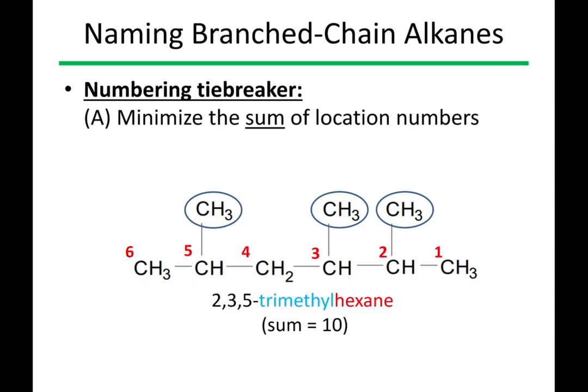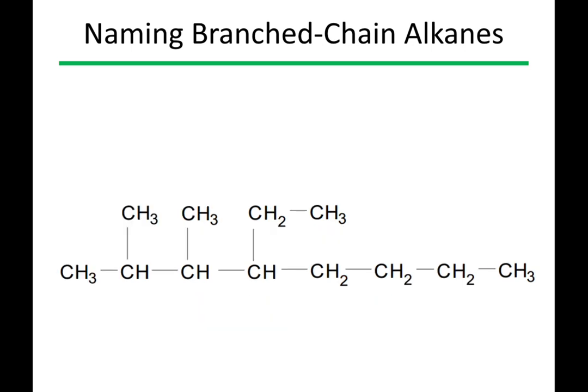So for naming this, we would do 2,3,5-trimethylhexane. The sum of the 2, 3, and 5, that's going to add up to 10. If this was 4, that would have added up to 11. Okay, so now on with an even more complicated example.